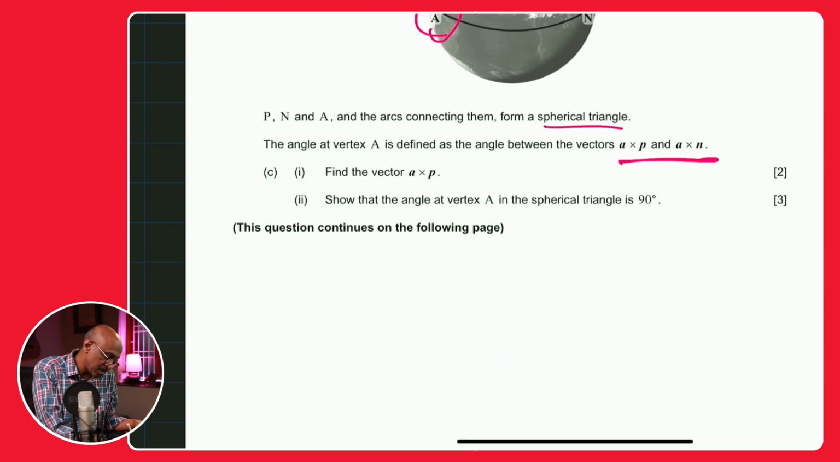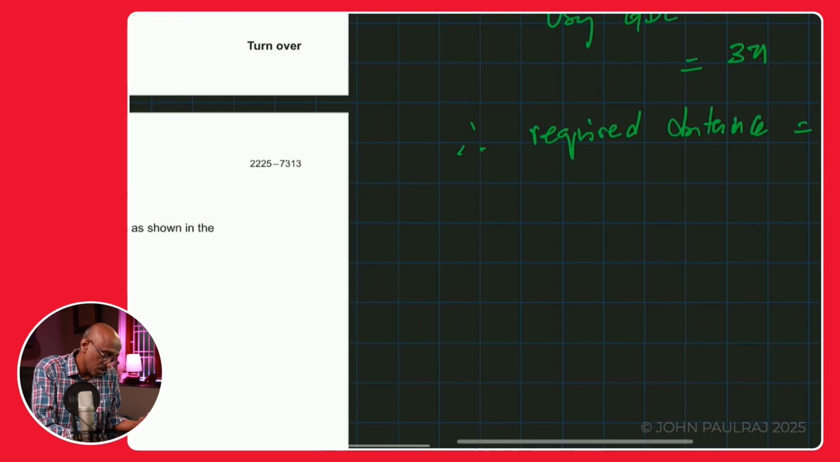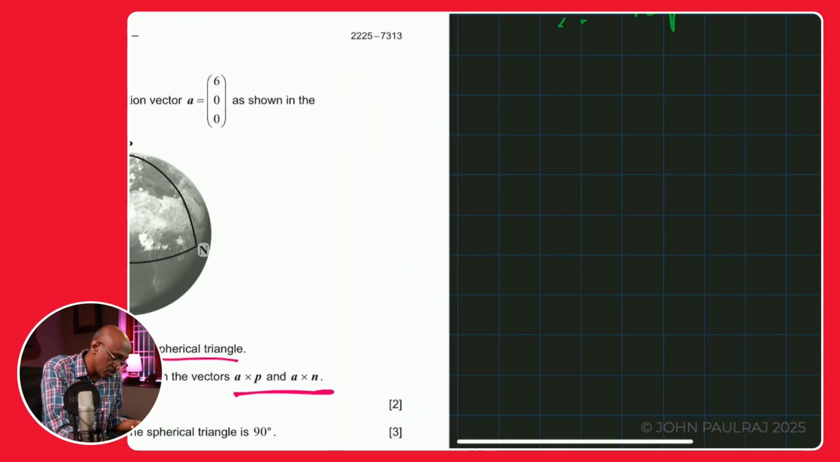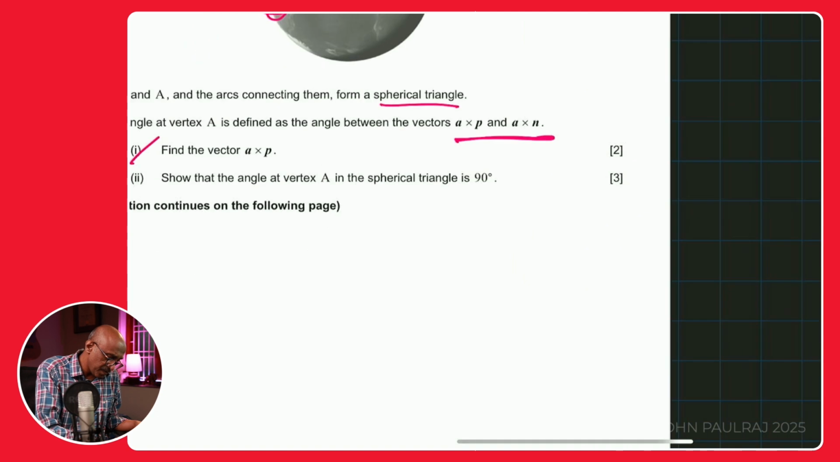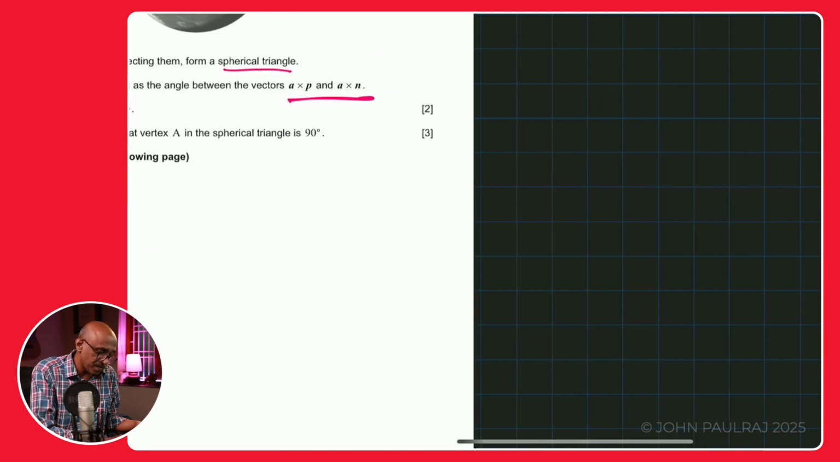We want to find the vector in part 1 of C. We want to find the vector A cross P. Again, we are going to use the calculator. We've already defined that, and it's just 2 points, so that's all right. We have got space here. So this is question 2, C, part 1. I'm going to write down using GDC. We've already defined P, so A has to be defined.